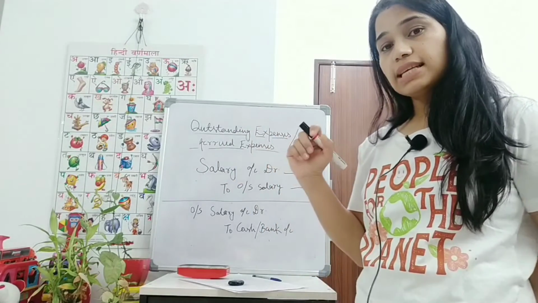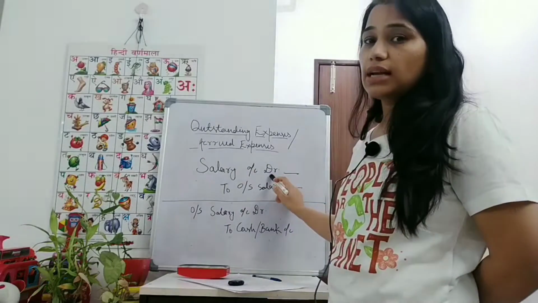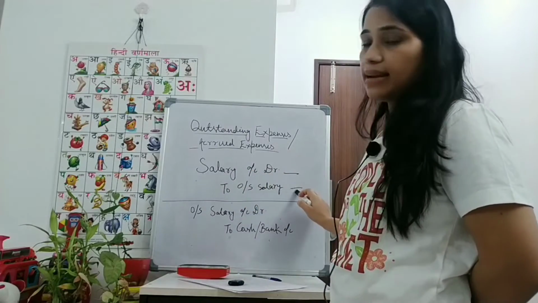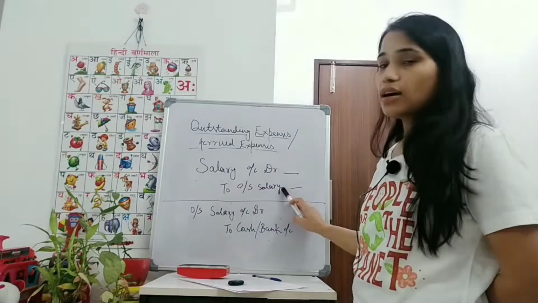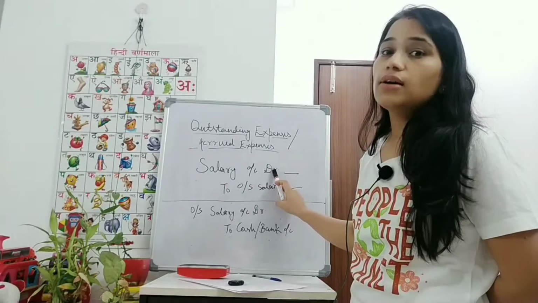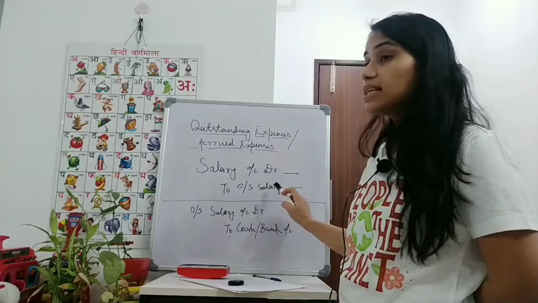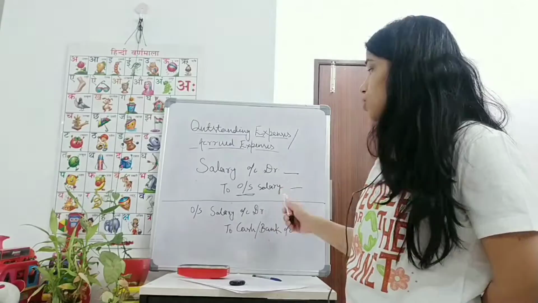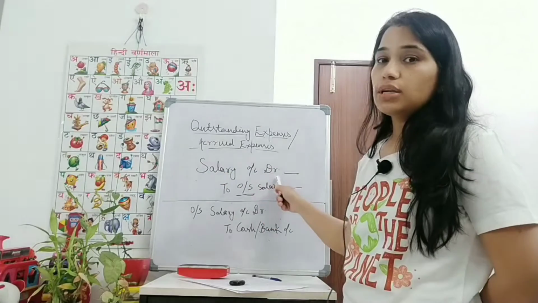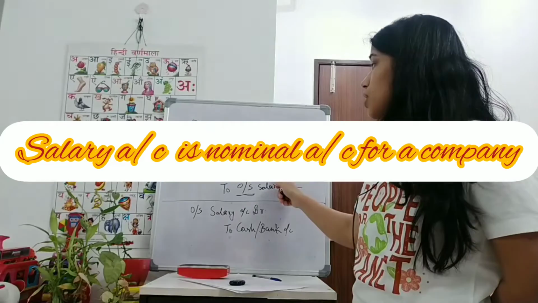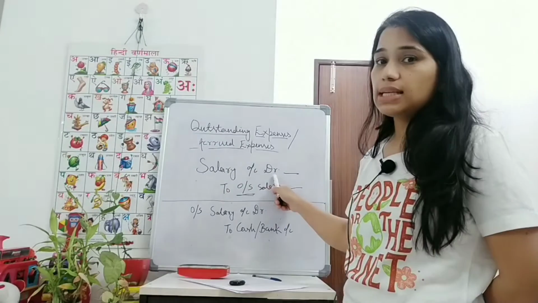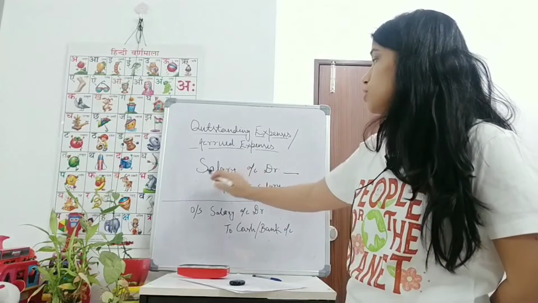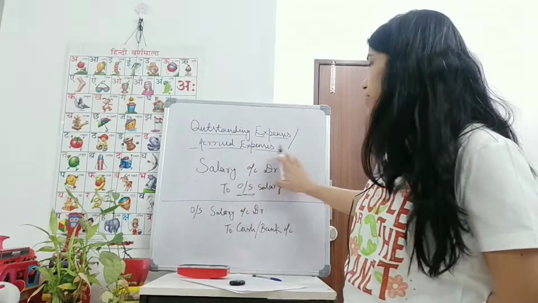Then how we will see that? Salary account debit, and to outstanding salary account. So outstanding salary account is a personal account and salary account is a nominal account. So how we will pass the entry? Salary account is a nominal account. For nominal accounts, salary is an expense. This is an expense. Expenses and losses increase, debit. So salary we will pay, there will be an increase, it will get debited.